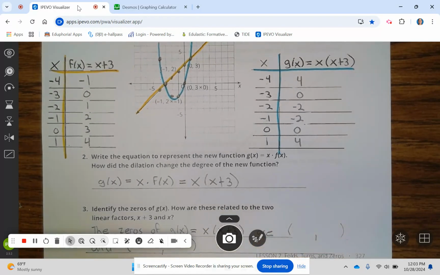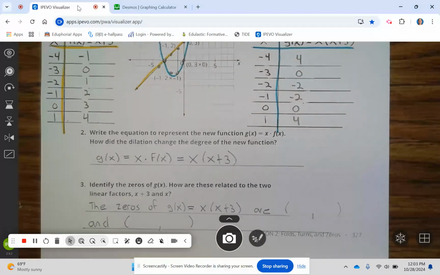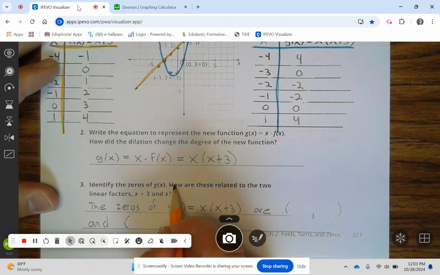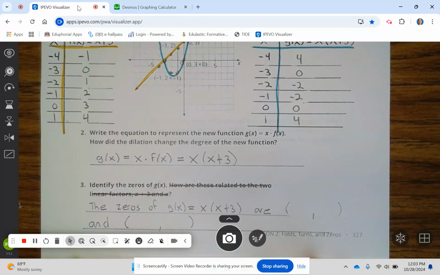All right, question 2. Write the equation to represent the new function g of x equals x times f of x. How did the dilation change the degree of the new function? G of x equals x times f of x equals x times x plus 3. Okay, 3. Identify the zeros of g of x. How are these related to the two linear functions x plus 3 and x? Let's not worry about that. Let's find the zeros.